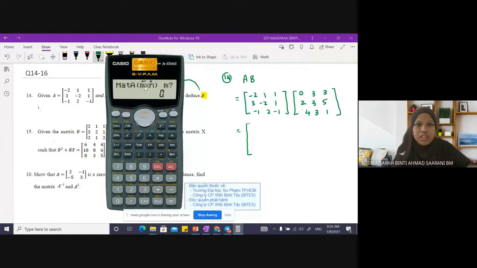Tengok ni, berapa matrix dia berapa? Ni matrix 3 times 3. So M dia 3 equal. And then N dia 3 juga equal. Mat A11 ni elemen yang pertama, which is negative 2. Masuklah negative 2 equal, and then mat error pula.